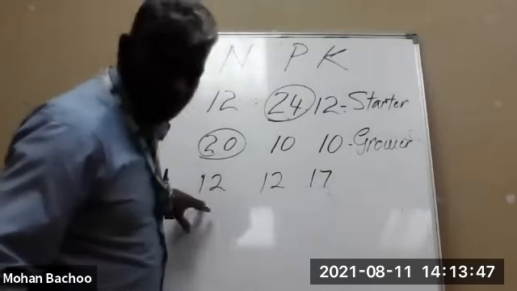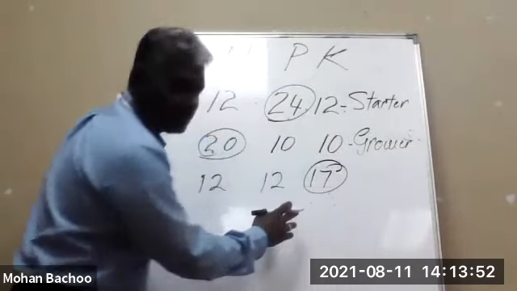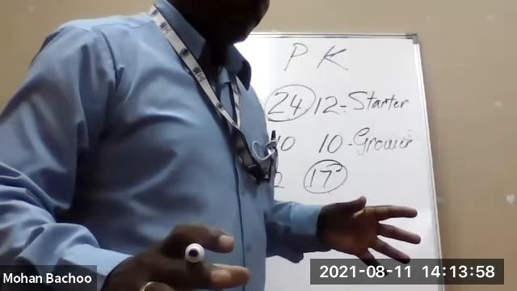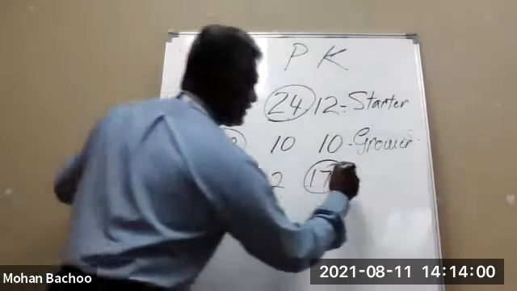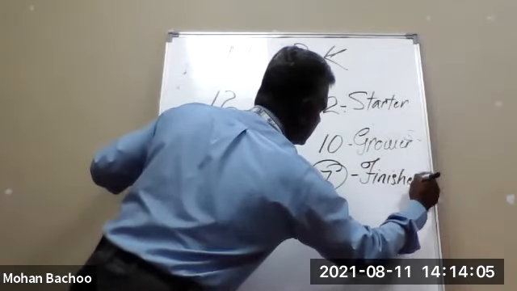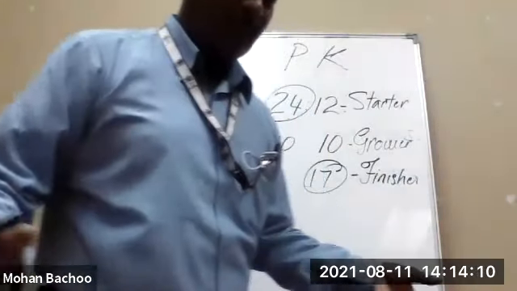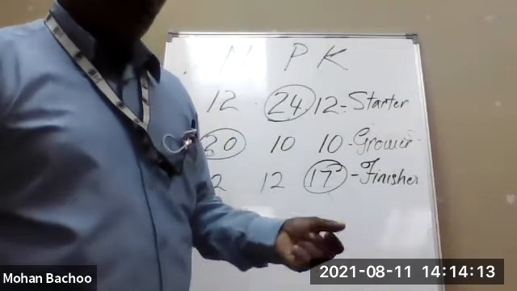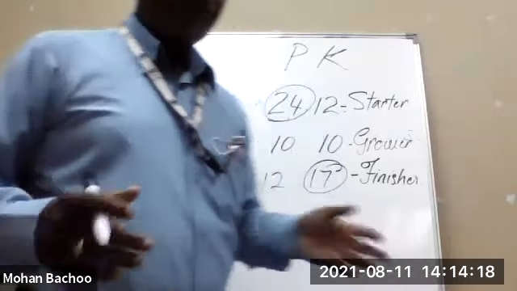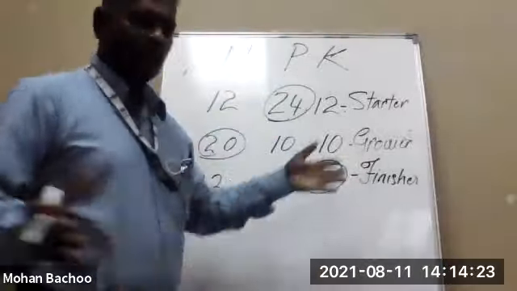What happens here now? 12, 12, 17. And again, this one is the highest of the three. The other two are lower and equal. So we call that now a finisher. Right? It is called a finisher. So we end up with what you call a full feed: starter, grower, and finisher. So we have a full feed system here.